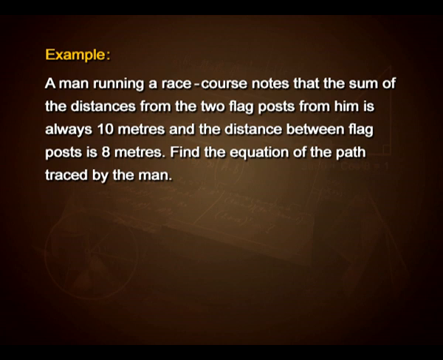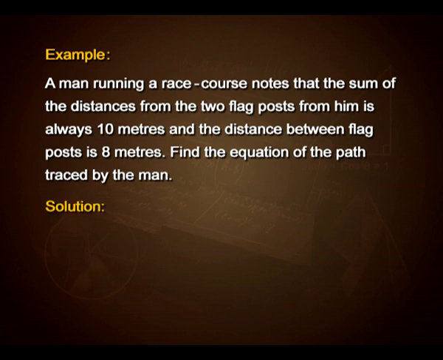A man running a race course notes that the sum of the distances from the two flag posts from him is always 10 meters and the distance between flag posts is 8 meters. Find the equation of the path traced by the man.